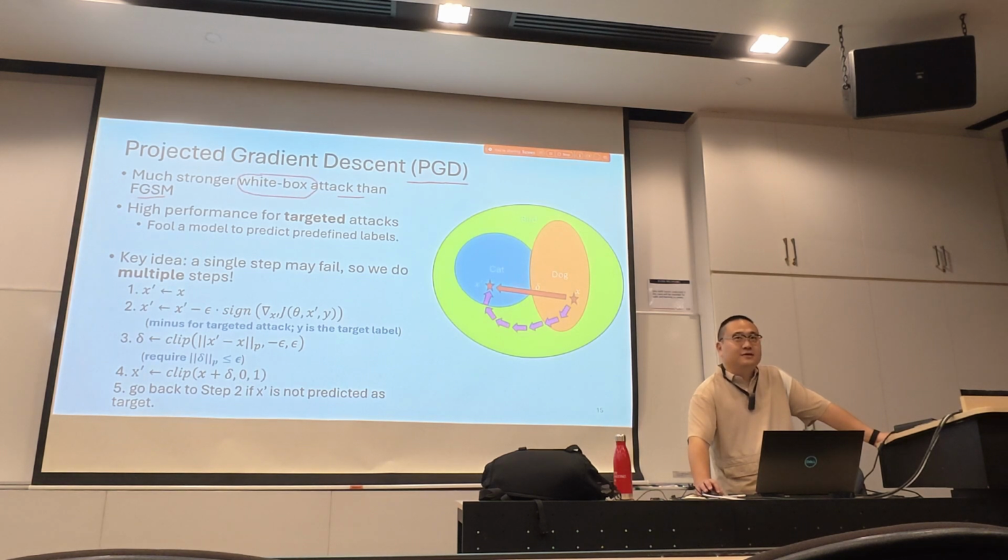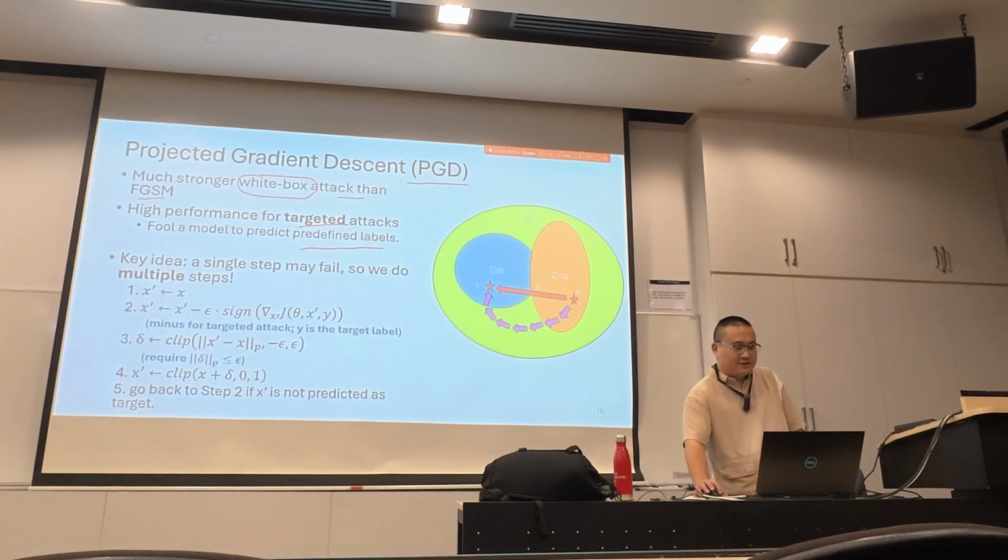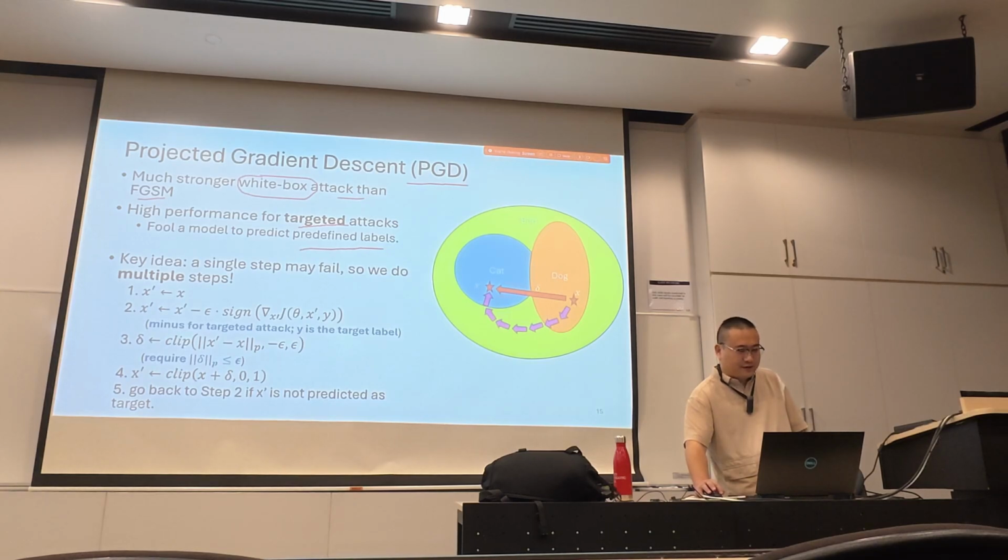That means that as an attacker, we know everything about the victim. And this attack achieves high performance for targeted attacks. So we can use this attack to get the model to output our predefined labels. The key idea is that for FGSM, we just do one step. So it's very natural that we can extend the algorithm to do multiple steps. This is the idea of PGD, a very straightforward extension of FGSM.